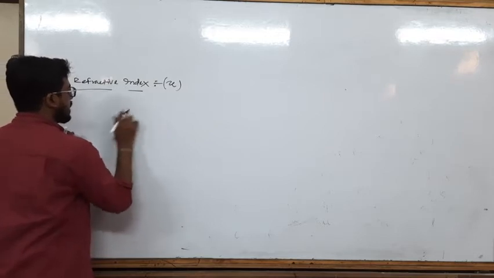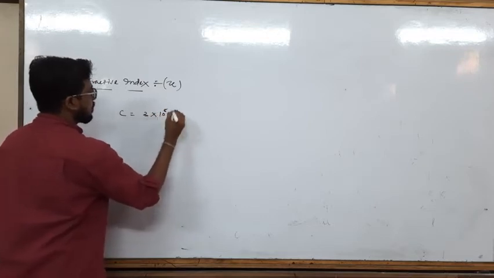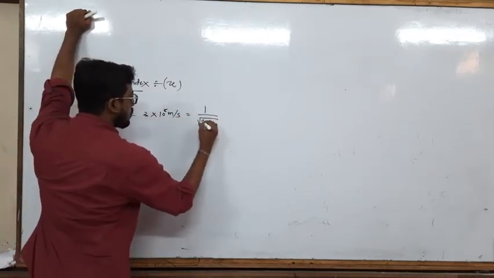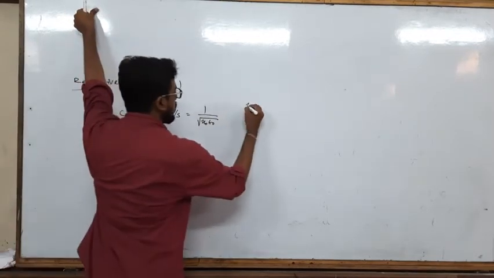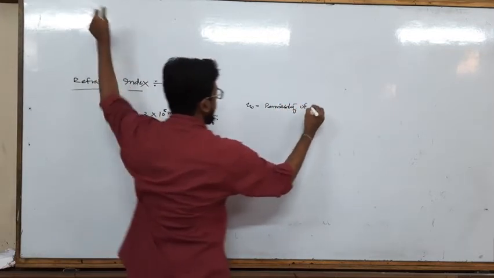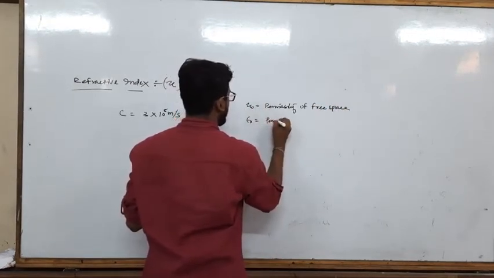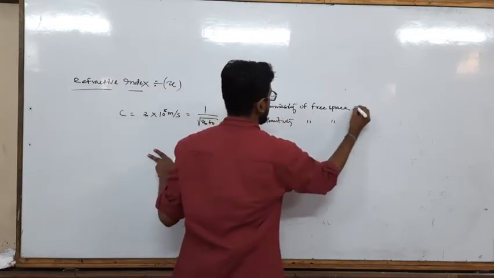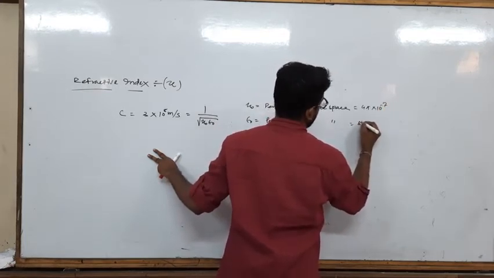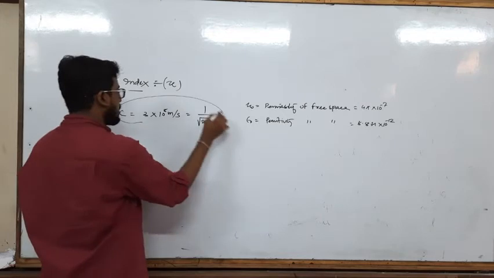So this refractive index of the medium can be given as follows. In space we can write the speed of light, c, is equal to how much? 3 into 10 to the power 8 meter per second. So this can be written as 1 by under root mu naught epsilon naught. What is mu naught? Permeability of free space, and epsilon naught is the permittivity of free space. This value is equal to 4 pi into 10 to the minus 7, and its value is equal to 8.854 into 10 to the minus 12. So by using this we will get the speed of light in free space.